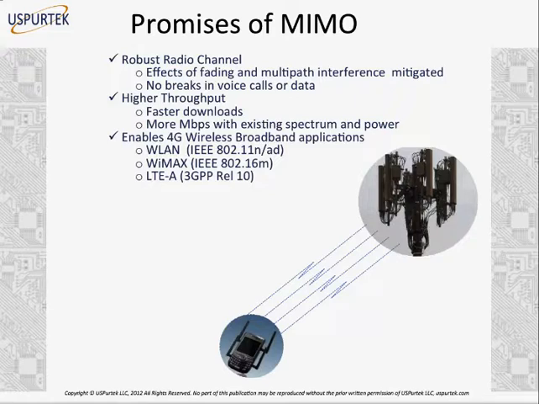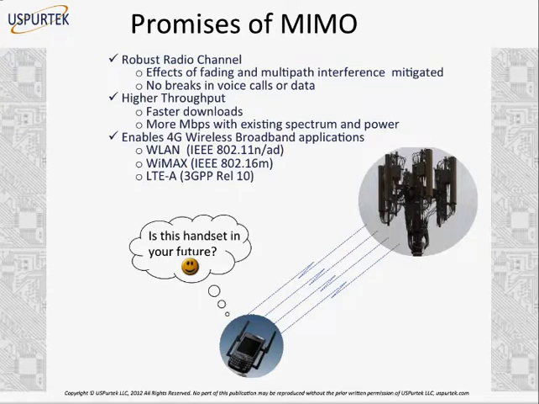WiMAX, which is IEEE 802.16m, has also completely embraced MIMO. LTE Advanced, which is the 3GPP release 10 standard for cellular communications, has a MIMO specification. Release 12, which is currently being drafted, has full-featured MIMO available. It will be available soon, within the next year or a couple of years.